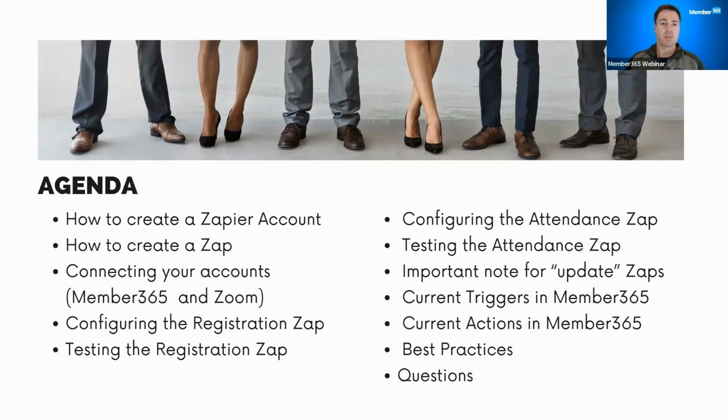And just to take a look at what we're going to be covering today, as you can see, there is a lot, but rest assured, we will get through this in a quick amount of time, probably even under the 30 minutes we have allotted, but we've got a full hour for questions at the end as well. So we'll have lots of time to figure out how to set up a Zapier account, create the initial Zap, the configuration of the registration Zap, and then testing that Zap and setting up the attendance Zap. Then we'll look at some other stuff that we've got in Member365, some support tools to help you with all that. And again, leave some time for questions at the end.